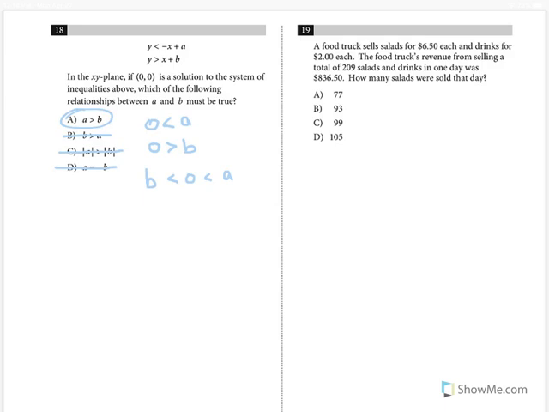A food truck sells salads for $6.50 each and drinks for $2 each. The food truck's revenue from selling a total of 209 salads and drinks in one day was $836.50. How many salads were sold that day? We have a system of two equations. We have two items, salads and drinks, and they have two different prices. So we know that salads plus drinks equals 209. And $6.50 for each salad times the number of salads plus $2 per drink times the number of drinks equals $836.50. And we want to know how many salads were sold that day.